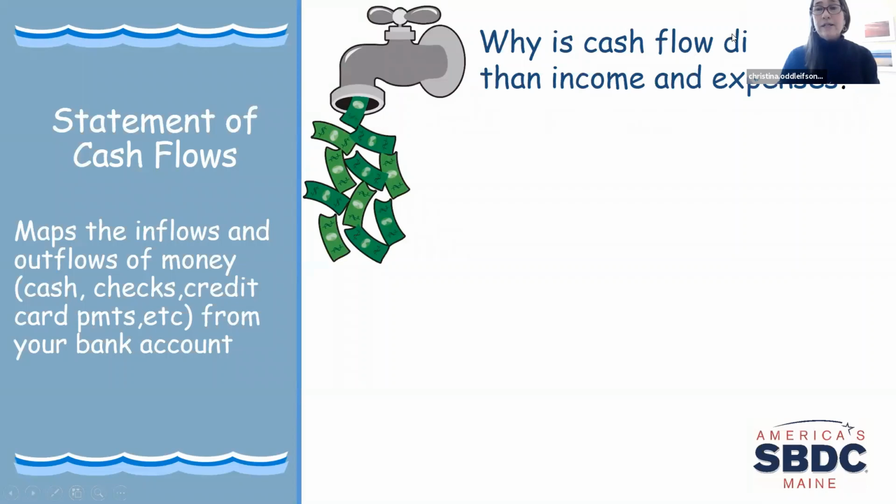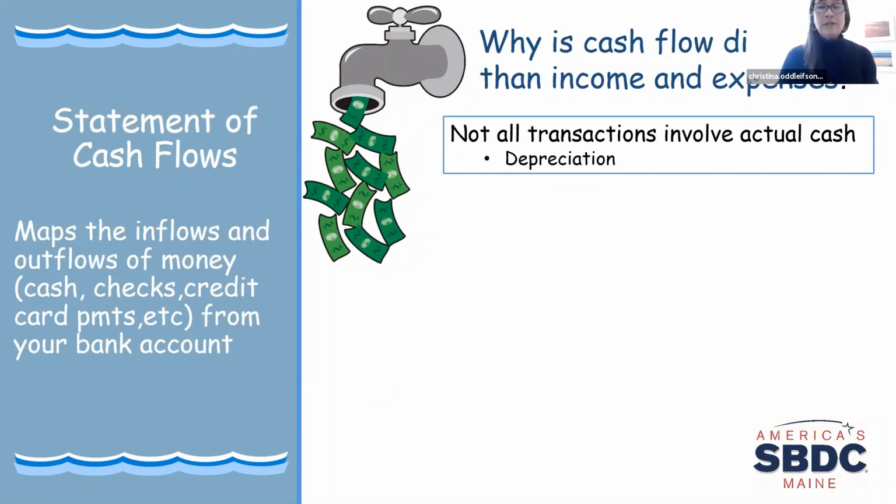So why is that different than your profit and loss statement? The first two reasons I'm going to show you, it doesn't matter if you're following cash or accrual methodology of accounting. So the first and very big one is depreciation. Not all transactions involve actual cash. If you have assets and you work with an accountant, one of the things an accountant will do for your small business is come in at the end of the year and do an adjustment for depreciation.